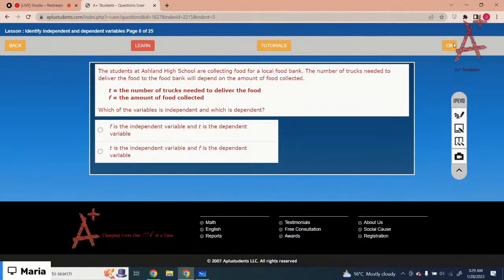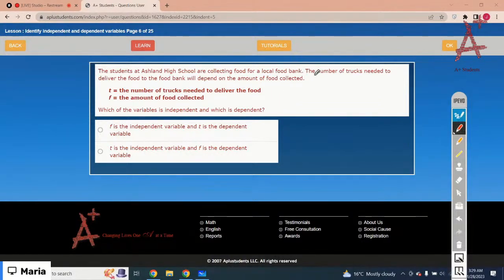Okay, the next one is the students at Ashland High School are collecting food for the local food bank. The number of trucks needed to deliver the food to the food bank will depend on the amount of food collected. So clearly the number of trucks needed depends on the amount of food collected. So that means T, the number of trucks, is dependent and F is independent.